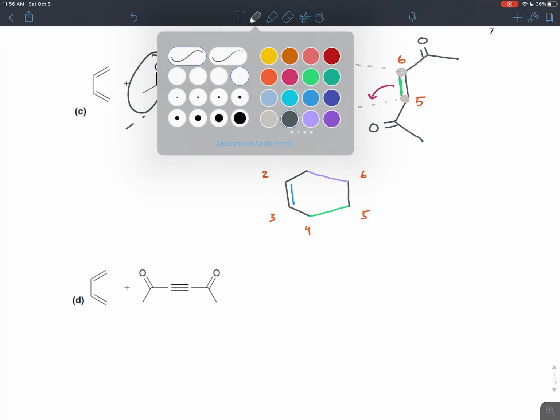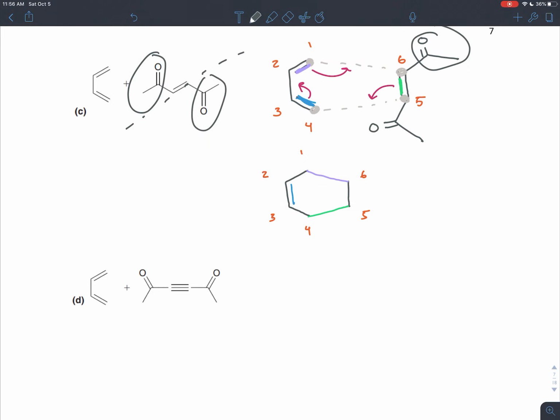Now for the branches, the electron withdrawing groups coming off of the dienophile, those are trans. So they're still going to be attached to carbons 5 and 6, but they're going to be trans on the ring. So if one is coming out at us, then the other has to be going away. So they're trans.